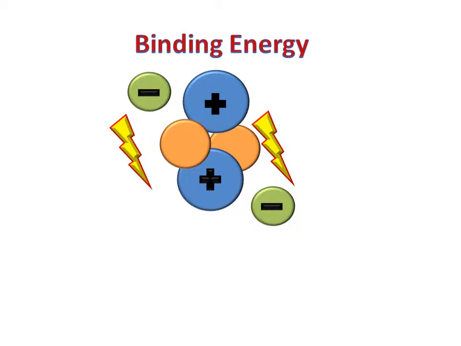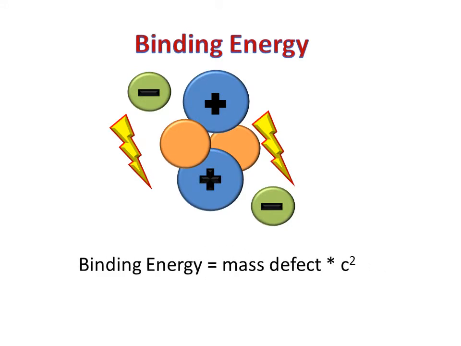The total binding energy can be found using a form of Einstein's most famous equation, E equals mc squared, where E represents energy, m represents mass, and c represents the speed of light in a vacuum. The equation can be converted into the total binding energy equals the mass defect times c squared.